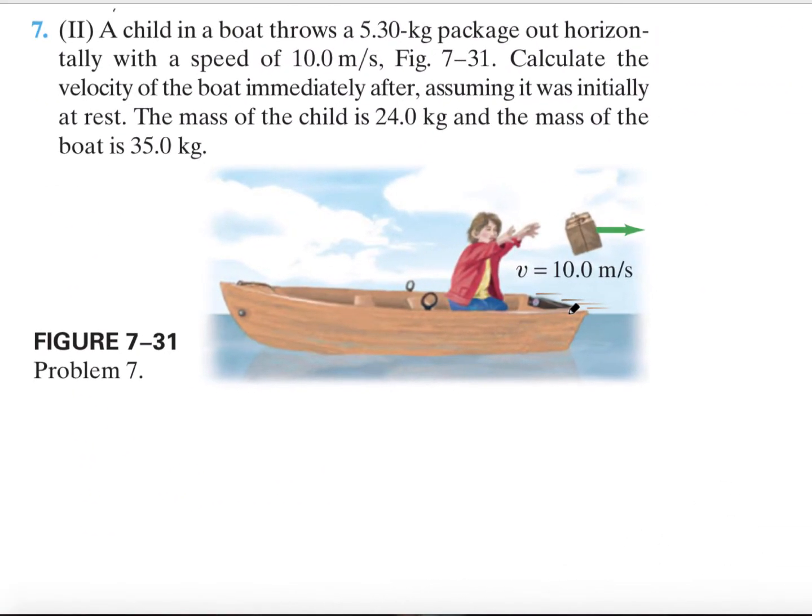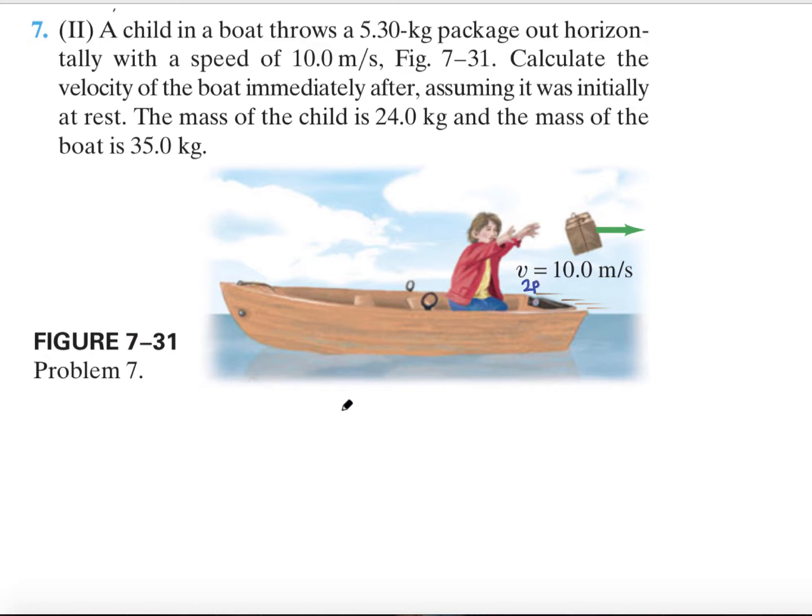For question number 7, we have a child who is sitting in a boat and they throw a package out horizontally with a speed of 10 meters per second. So here we have a picture already. We want to calculate the velocity of the boat immediately afterward, assuming it's initially at rest. So what's not stated here is that this is technically V2 for the package.